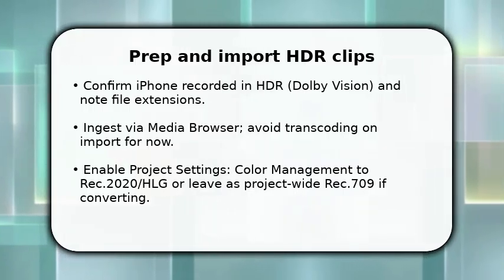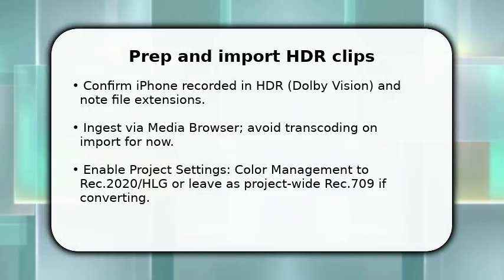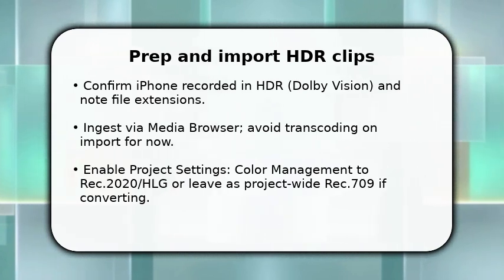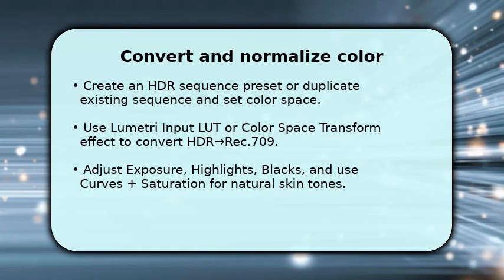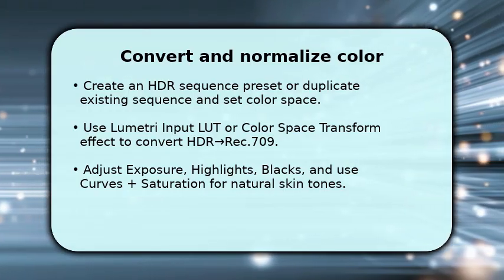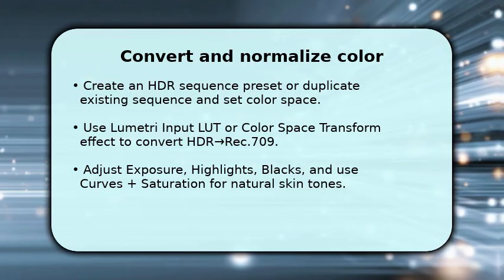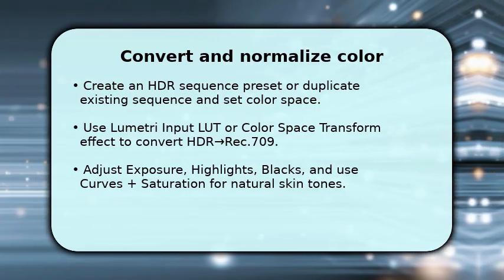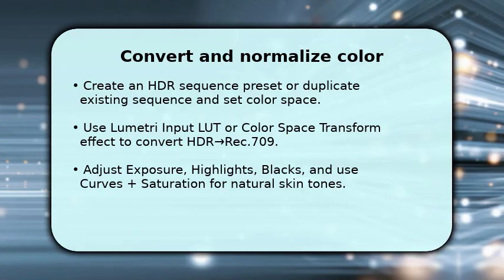Begin with full resolution timeline and disable any automatic proxies so you control color handling. Next, duplicate your sequence and apply a color space transform in the Effects panel to convert from the clip's HDR color primaries to your timeline space. This step normalizes HDR values into Rec. 709 if needed.